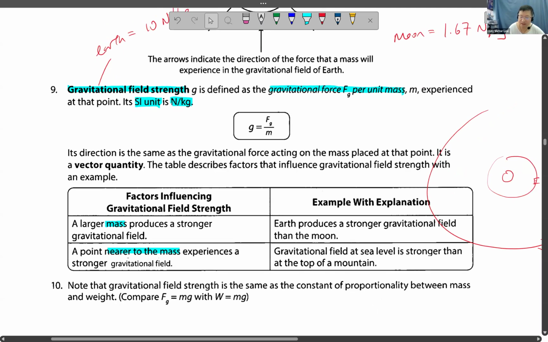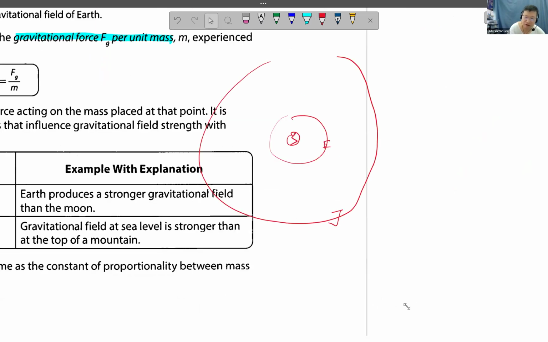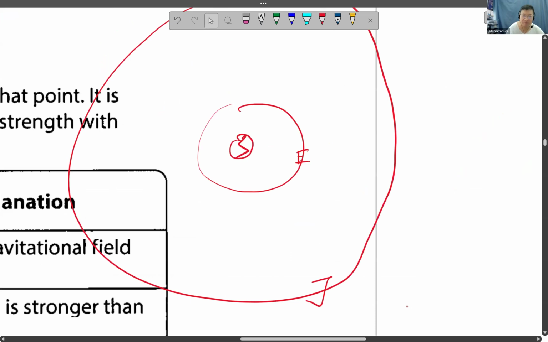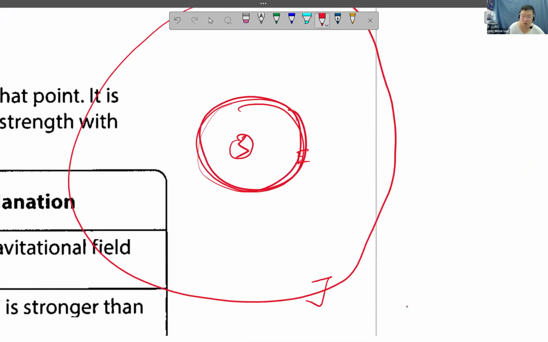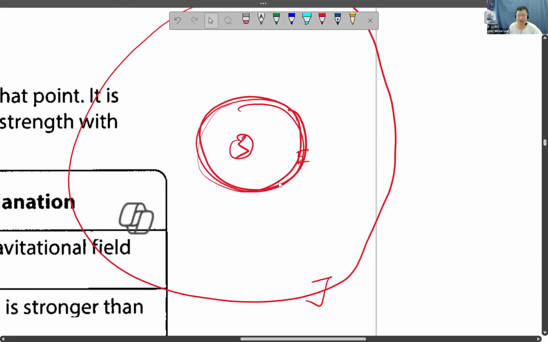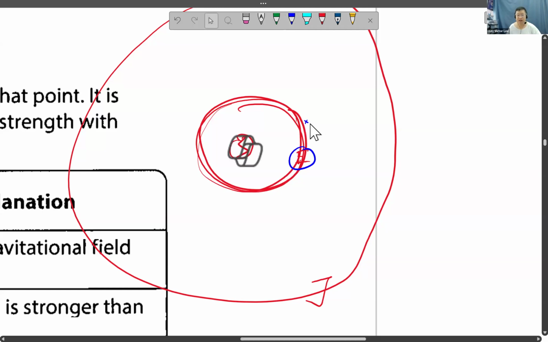Just imagine this. This is the sun, right? And the earth is going round and round in orbit, right? Just imagine if a person falls out of earth, here. It may not be attracted to the earth, but it's still attracted by the sun.